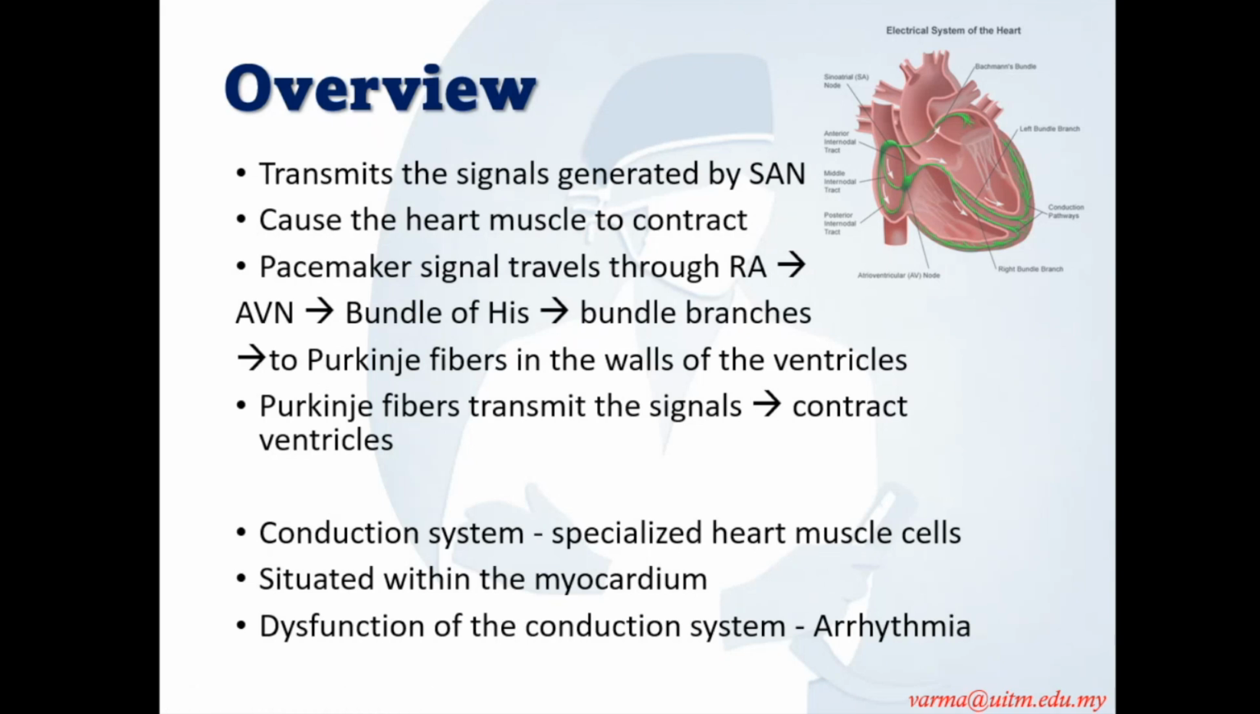So the dysfunction of any of these conduction systems is what affects arrhythmia, whether it's supraventricular or ventricular, or it involves the bundle of Kent, where it causes your Wolff-Parkinson-White syndrome and everything. Okay, so these are the gist of it.